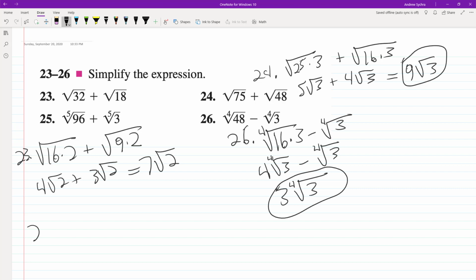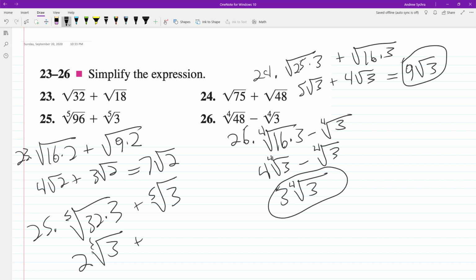And then finally, 25 going back, we have fifth root, so 32. So it looks like we're going to break this down into 32 times 3 plus fifth root, root 3. So we get a 2 raised to the fifth. So we get a 2 out of there, plus fifth root of root 3. So we end up with 3 to the fifth root 3. That's it. Alrighty. Moving on.